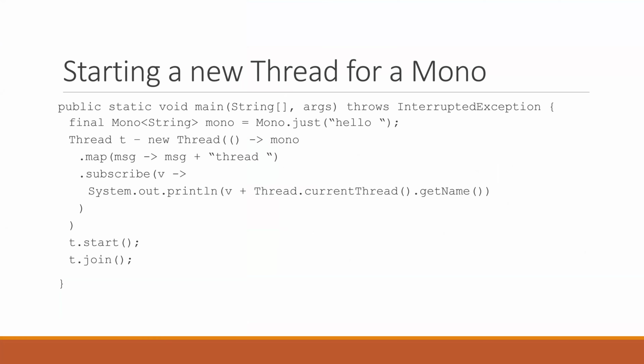Okay. All right. So here's an example. If I want to start a new thread for a mono, this is just a simple example. So I've got my mono that I kicked off there. I've got my thread that I kick off with a new thread. That should be an equal sign, I think. Yep. And then I'm going to now do that subscribe. So in this case, the mono is on its own thread.